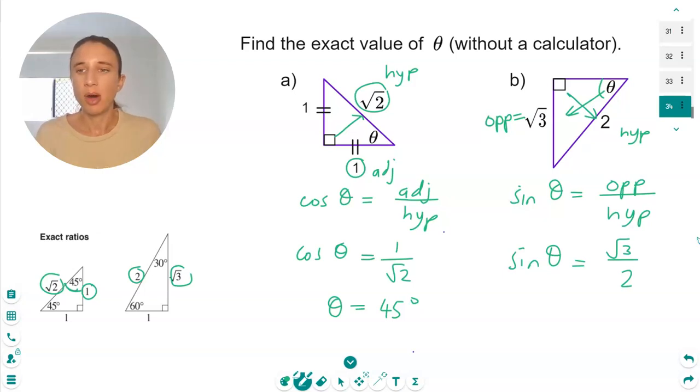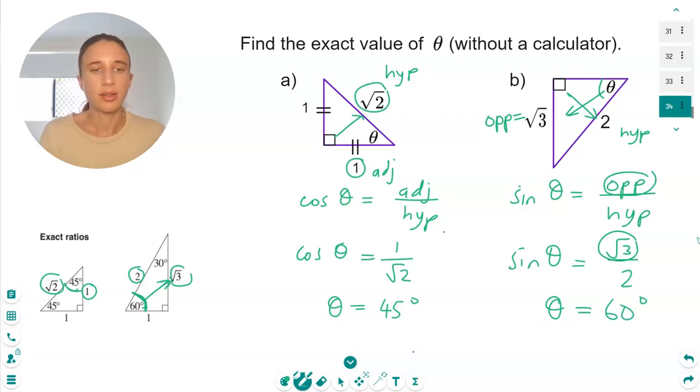Where is my opposite side root 3? Which of these angles would give an opposite side of root 3? Well, it's going to be theta is 60. See how root 3 is opposite? And I hope that that makes sense.